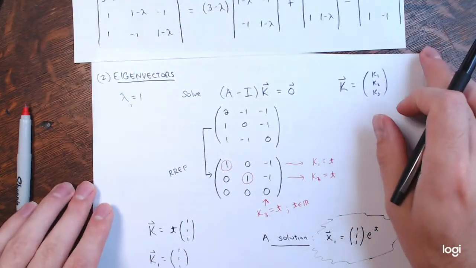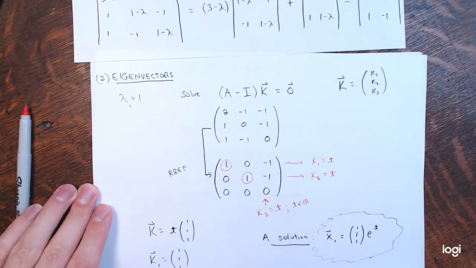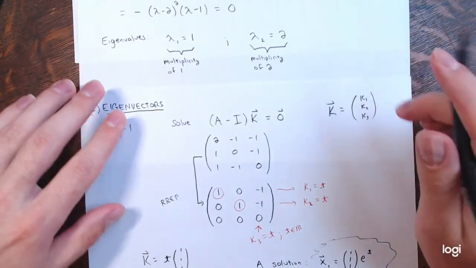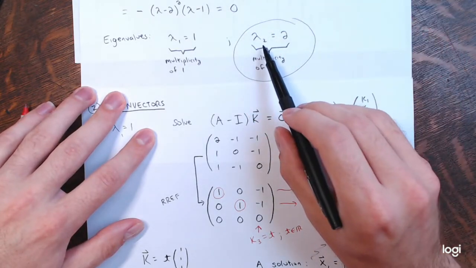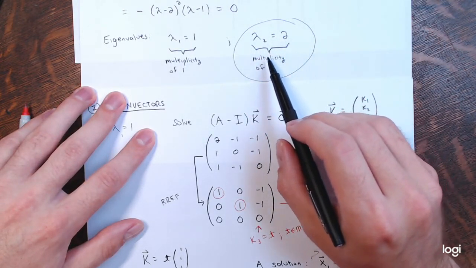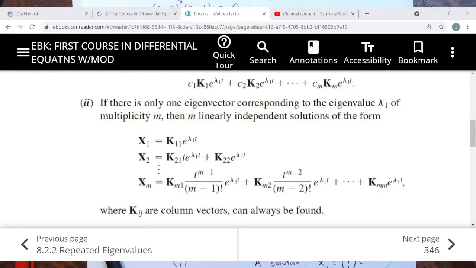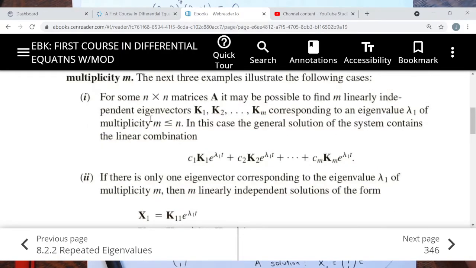Alright, so that was when lambda was equal to 1. Now comes the trickier one. Now I'm focusing on lambda 2 equals 2. This had a multiplicity of 2. So again, with a multiplicity higher than 1, for at least the examples I'm looking at, we're going to come across one of these scenarios. So again, either there are some eigenvalues with a multiplicity of m for which you can find m linearly independent eigenvectors. Then you kind of just do it as if they were distinct.